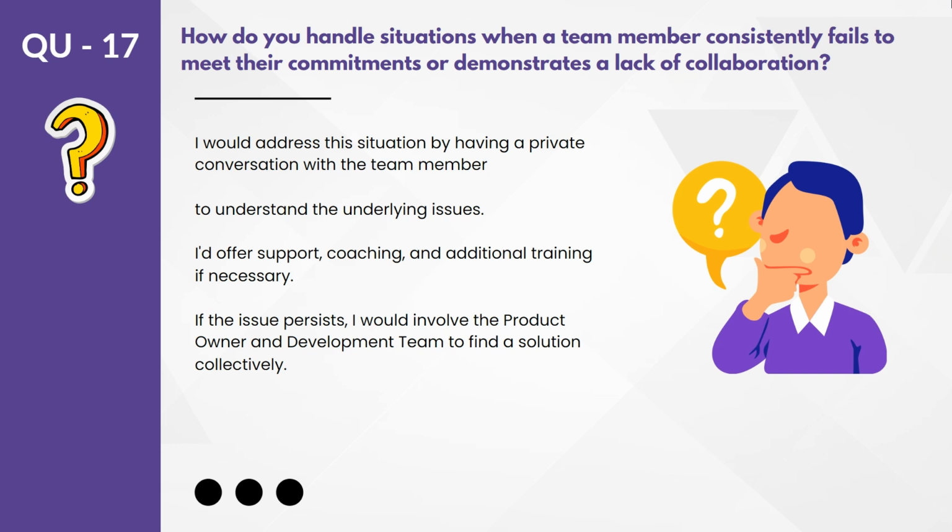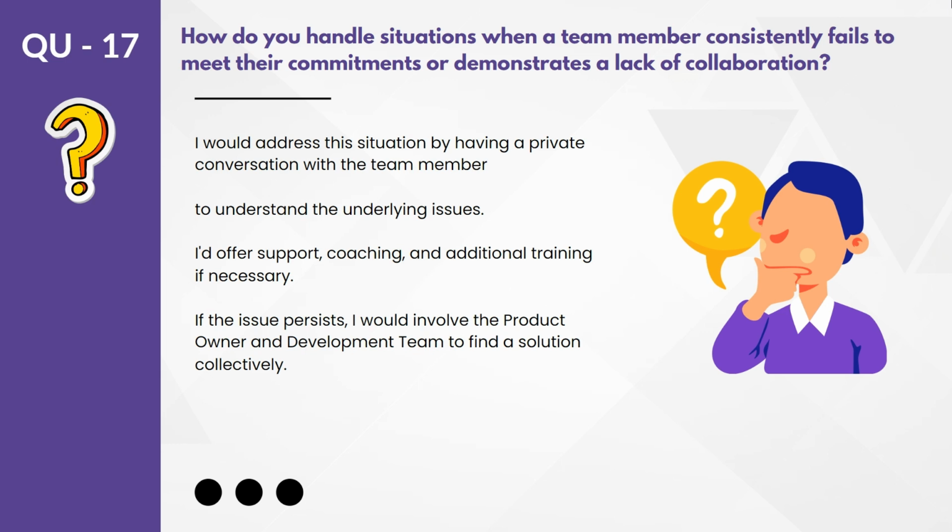So that will help you to understand what the underlying issue is. Sometimes it can be a personal issue, sometimes some kind of conflict, whatever it is, you will understand the issue, and we have to offer support. We have to coach them, and if required, provide additional training, whether technical or non-technical. Those things we have to identify and provide when we are having that situation. And if the issue persists, I would involve the product owner and development team to find a solution collectively.